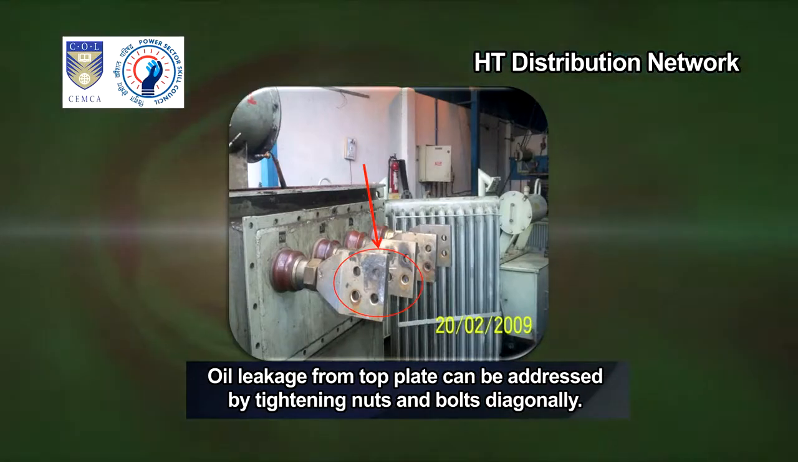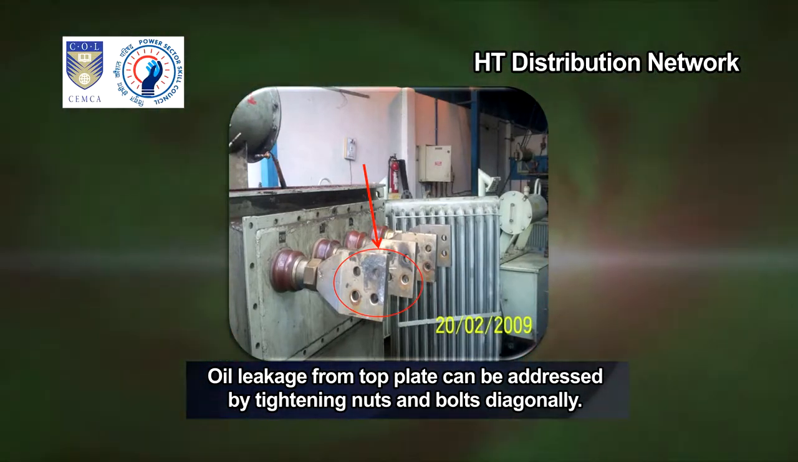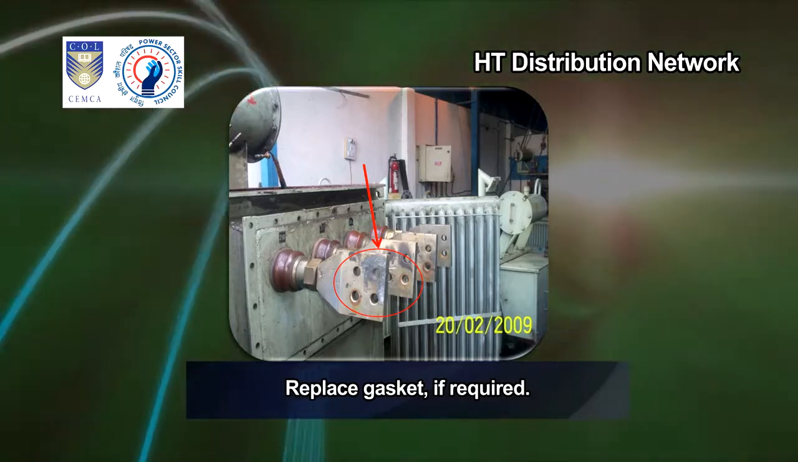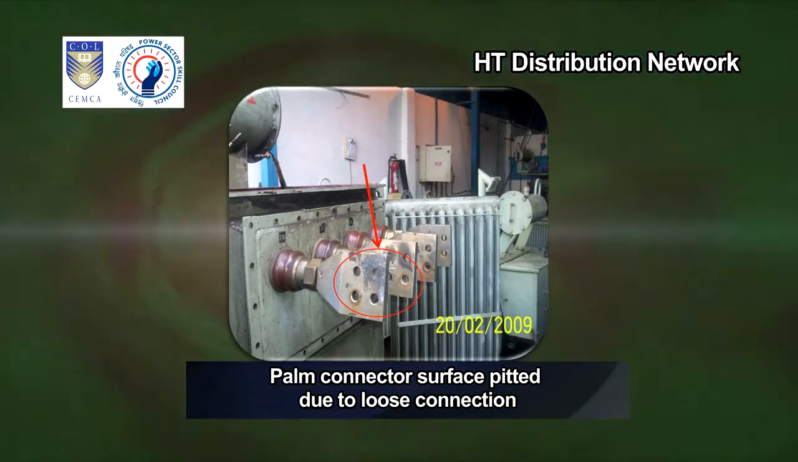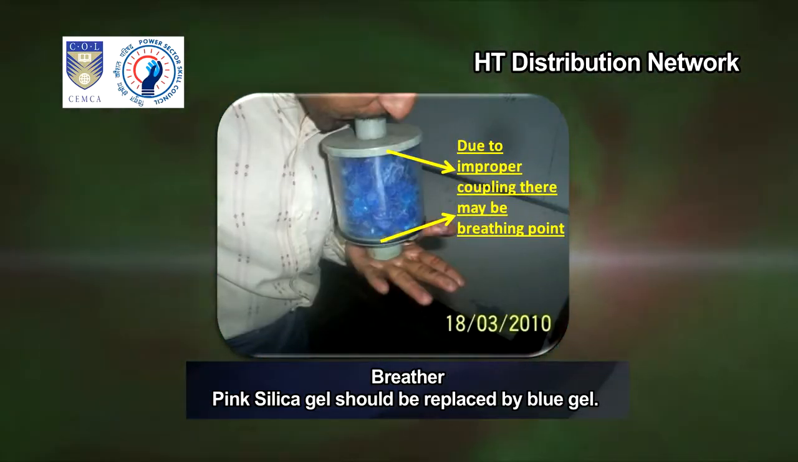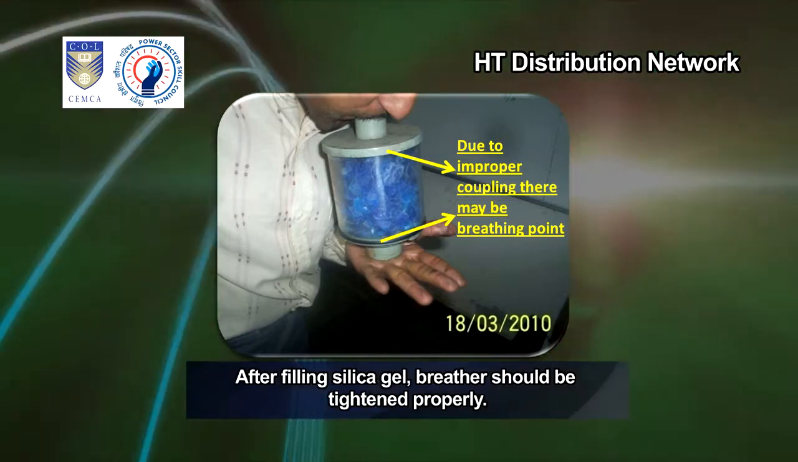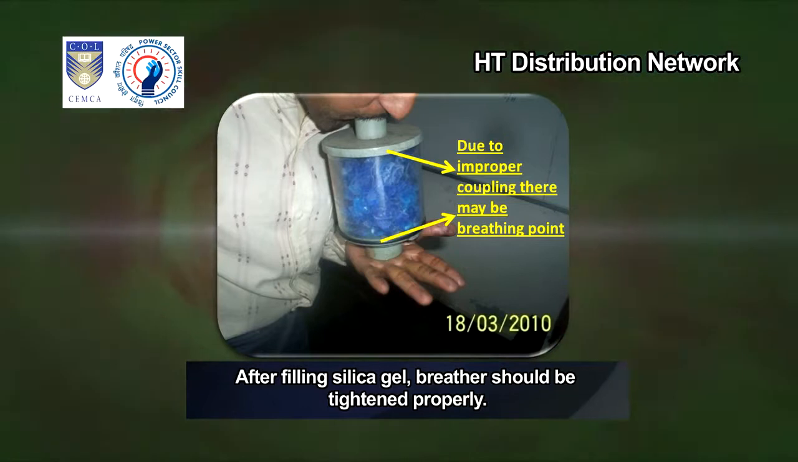Oil leakage from top plate can be addressed by tightening nuts and bolts diagonally. Replace gasket if required. Palm connector surface pitted due to loose connection. Breather. Pink silica gel should be replaced by blue gel. After filling silica gel, breather should be tightened properly.